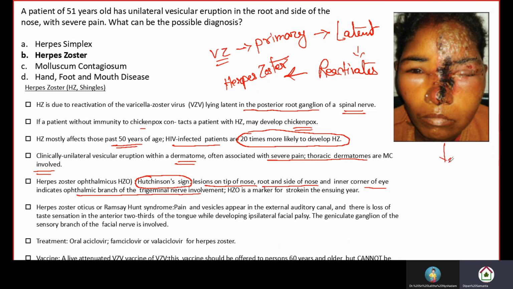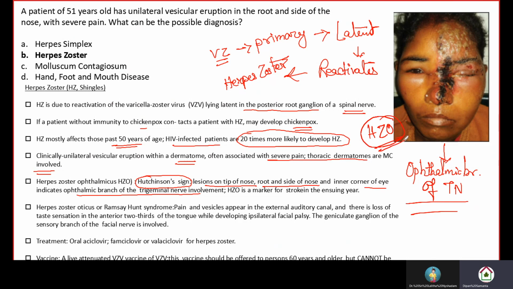In this picture also, the ophthalmic branch of the trigeminal nerve is affected. This is basically the case of HZO, herpes zoster ophthalmicus. It's a marker for stroke in the ensuing year also. Stroke can occur in the following year.